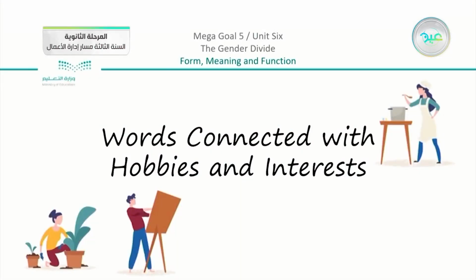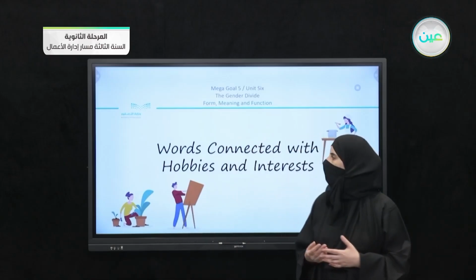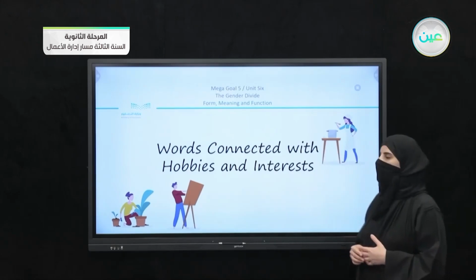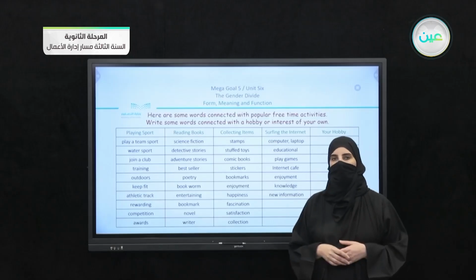Now, since we are talking about baking, which can be a hobby, we do have something in the book about words connected with hobbies and interests. So you can see that we have here a lot of words that are connected with popular free time activities. You can add your own. We have playing sports and a lot of words connected to playing sports. For example, water sport, outdoors, keep fit, rewarding, and competition. So it's not just about sports, but words that are related to sports.